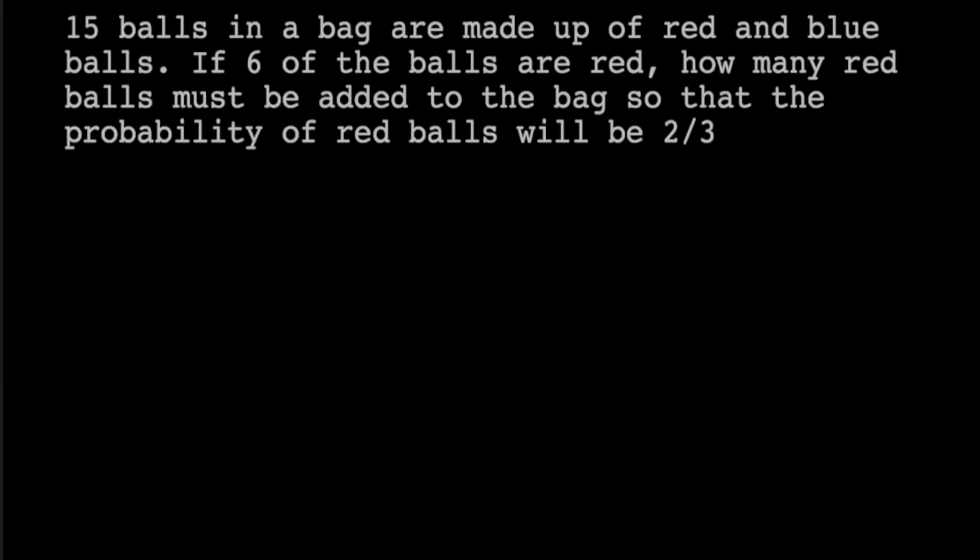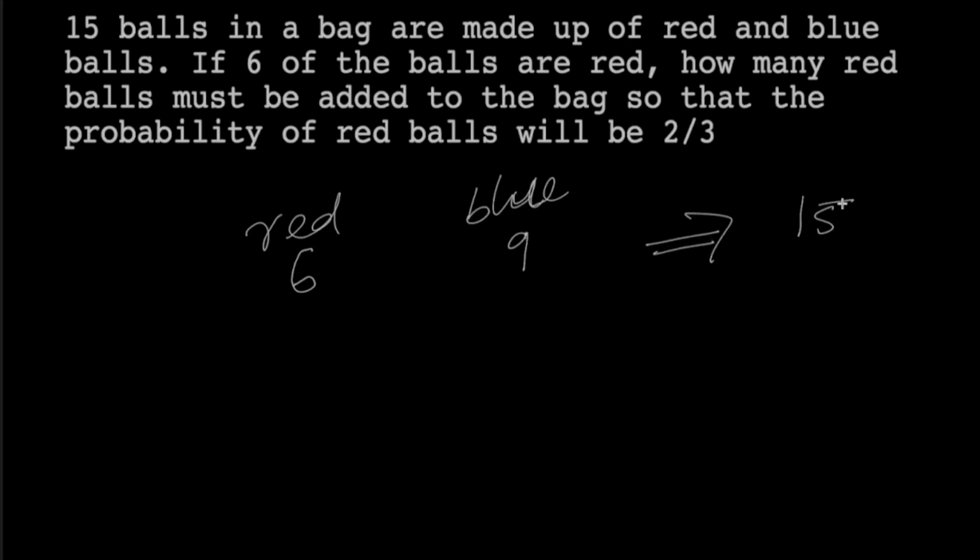50 balls in a bag are made up of red and blue balls. If 6 of the balls are red, how many red balls must be added to the bag so that the probability of red balls will be 2/3? Look at it. It's red versus blue. Okay, we have 6 red balls now. The remaining should be 9, the total of 15. Currently the probability of red is 6/15, while the probability of blue is 9/15.